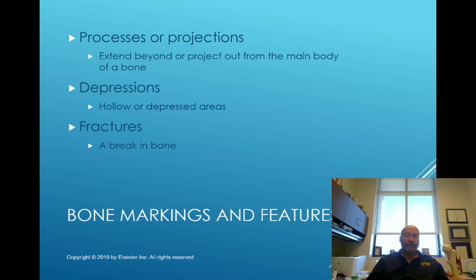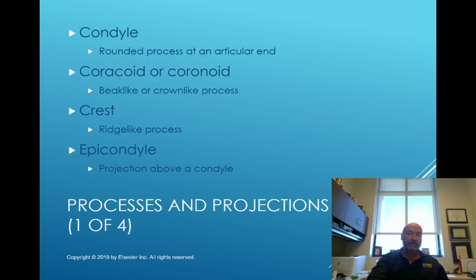But a depression would be a hollowed out area, like on the opposite end of the femur. We've got that right there. It's a great big hollowed out thing. So that is also what we'll see here in a bit referred to as a fossa. So that's a fossa, which is also a depression. You got fractures. It's just breaking a bone. We'll talk about those here in a bit. We'll talk about different types of breaks in bones.